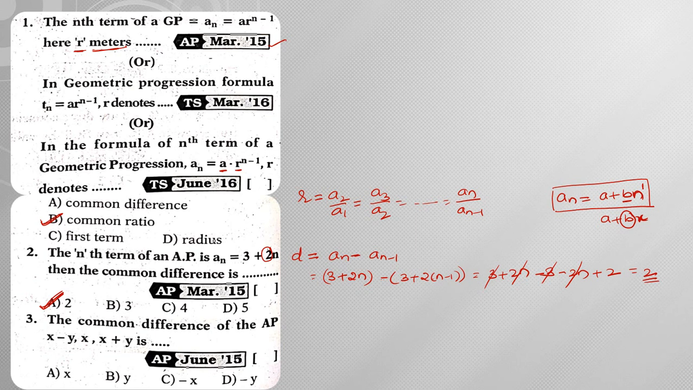Next, question number 3. The common difference of the AP x - y, x, x + y is. Now what is he asking? Common difference. Common difference means you can consider A2 - A1, second term minus first term. So based on that, x - (x - y). On simplification, minus into x is minus x, minus into minus y is plus y. So minus x plus x gets cancelled, hence the answer is y. So from this, option B will be my answer here.